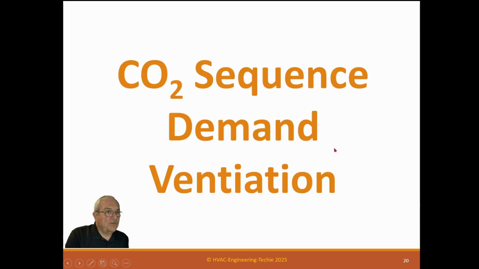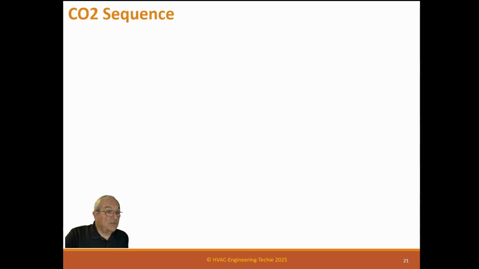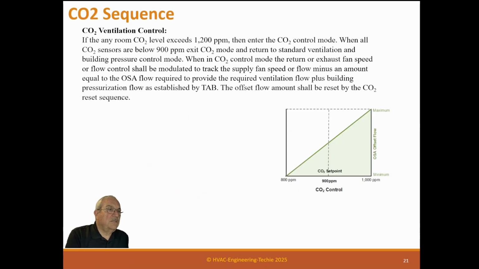Now, what about CO2? What if you have demand ventilation on one of these units? Well, here's how this would happen. If any room CO2 level exceeds 1,200 parts per million, then enter the CO2 control mode. When all CO2 sensors are below 900 parts per million, exit the CO2 mode and return to standard ventilation and building pressure control mode.